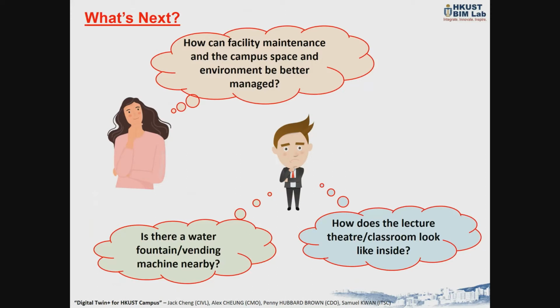Now we start to see how to use the digital twin to support our needs. For example, CDFMO may wonder how can facility maintenance and the campus space be better managed. A faculty or student may wonder is there a water fountain nearby, or a visitor may wonder how does a lecture theater look like inside. We try to address these questions using the digital twin.